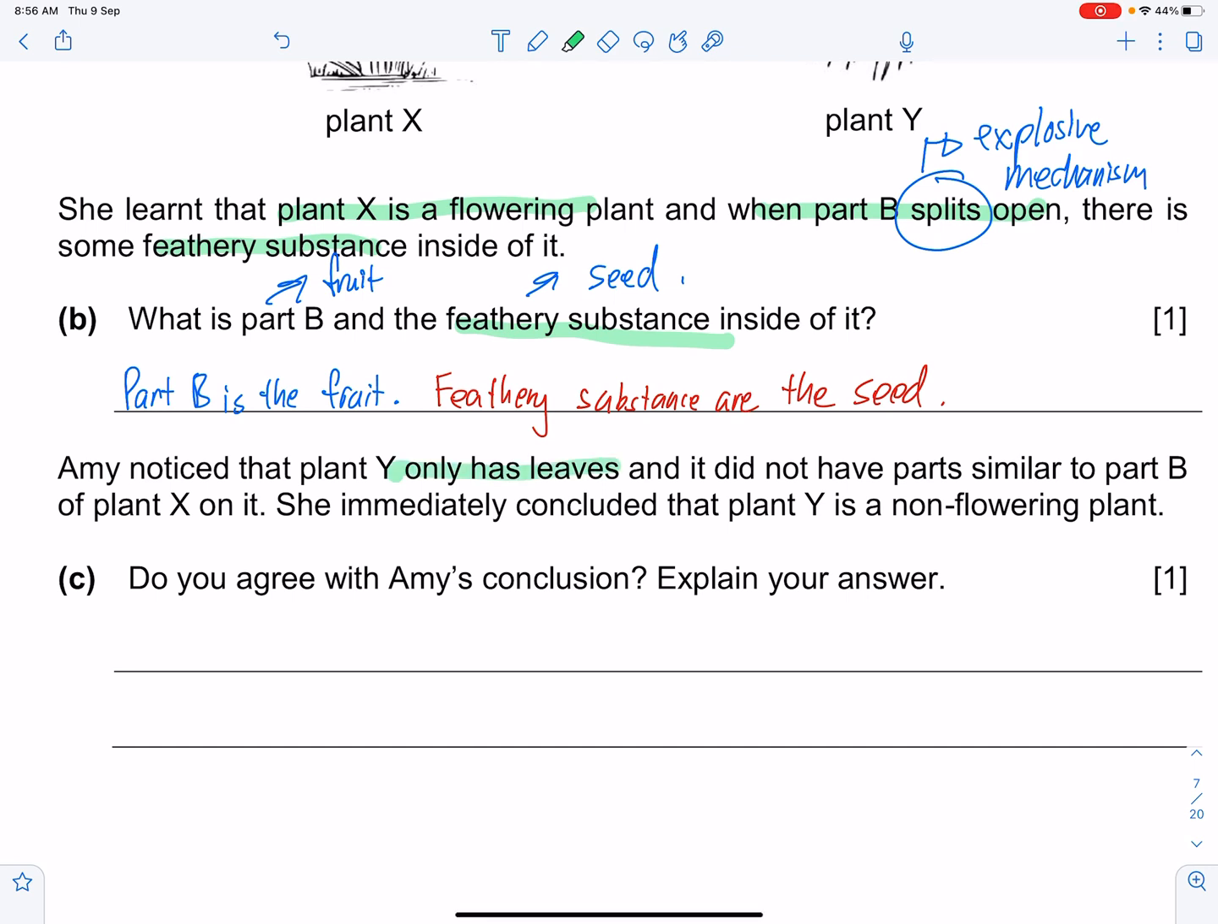She immediately concluded that Y is the non-flowering plant. Do you agree with Amy's conclusion? The answer should be a very direct no. I mean, seriously, you look at your trees outside, do they flower all the time? Even your apple trees, which is obviously a flowering tree, your orange trees, doesn't mean that they flower 24/7. There are periods where they don't flower. Or they could have been a young tree that doesn't flower.